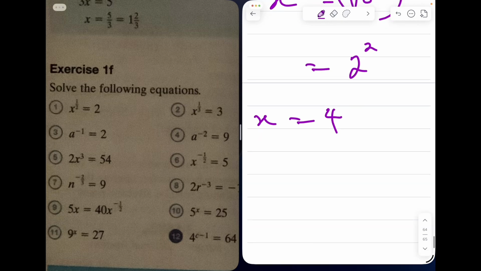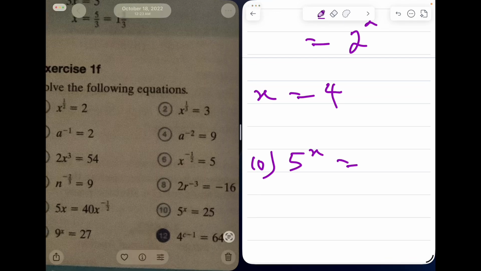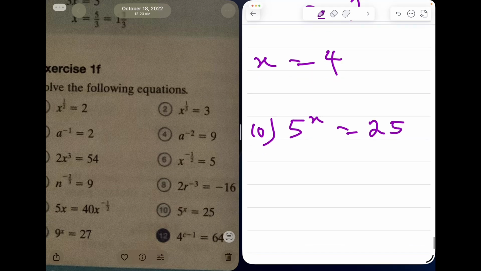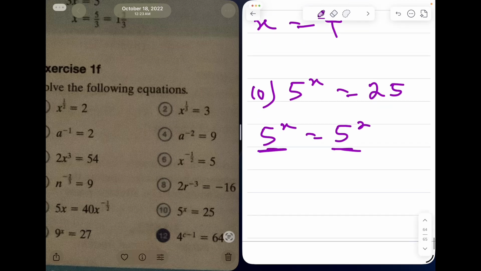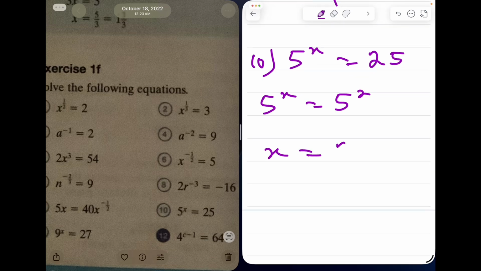Now to the next one, which is number 10. Number 10, 5 raised to the power x equals 25. We can write this as 5 raised to the power x equals 25 is 5 raised to the power 2. Now that the bases are the same, we can equate the powers. And that simply means x equals 2.